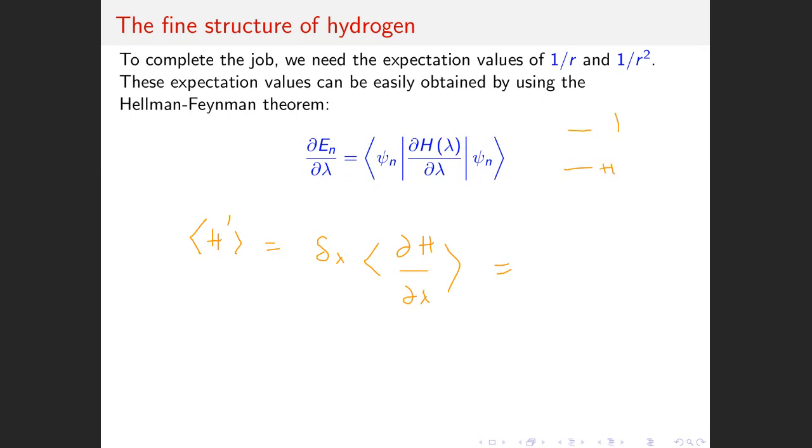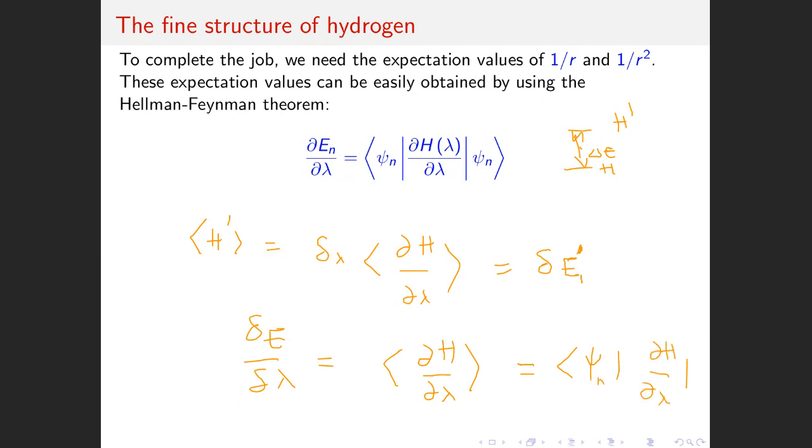So let's say you started with H prime. This gives you this value here, which is some small delta E. So maybe it's just the correction to your energy. So this gives you delta E divided by delta lambda. This will give you the expectation value of the derivative of the original Hamiltonian, psi n dH over d lambda psi n. So this is what we are going to make use of in order to get the expectation values of 1 over r and also 1 over r squared.